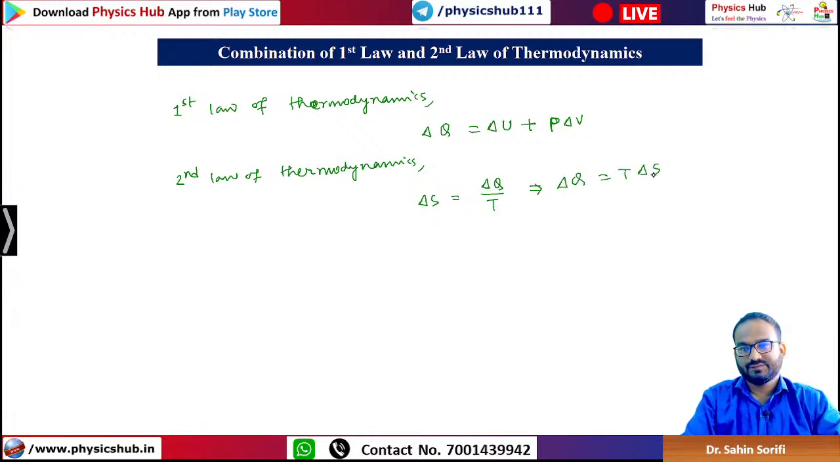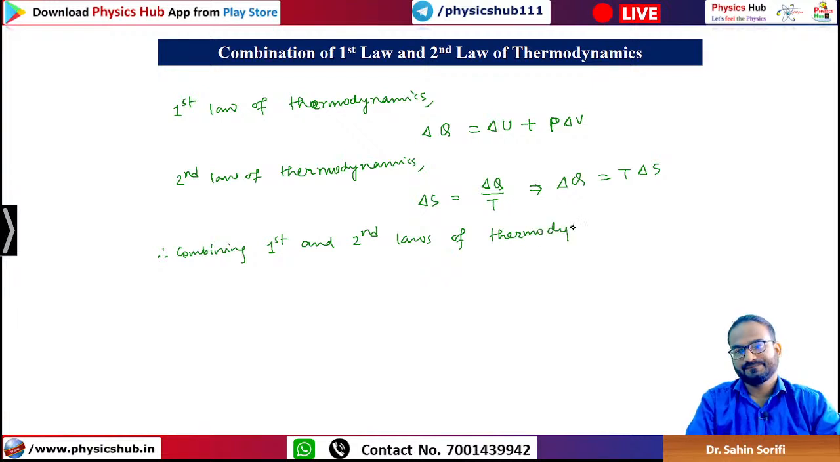Delta Q = T times delta S. Okay, so we can just combine this now. Combining the first and second laws of thermodynamics, let's put the value of delta Q into the first equation. So T delta S = delta U + P delta V. In terms of differentials, we can write it as T dS = dU + P dV.